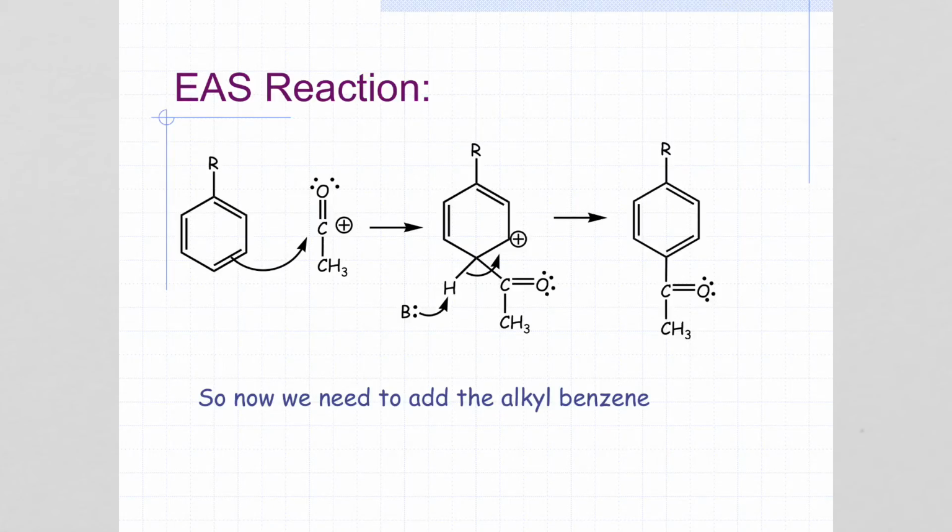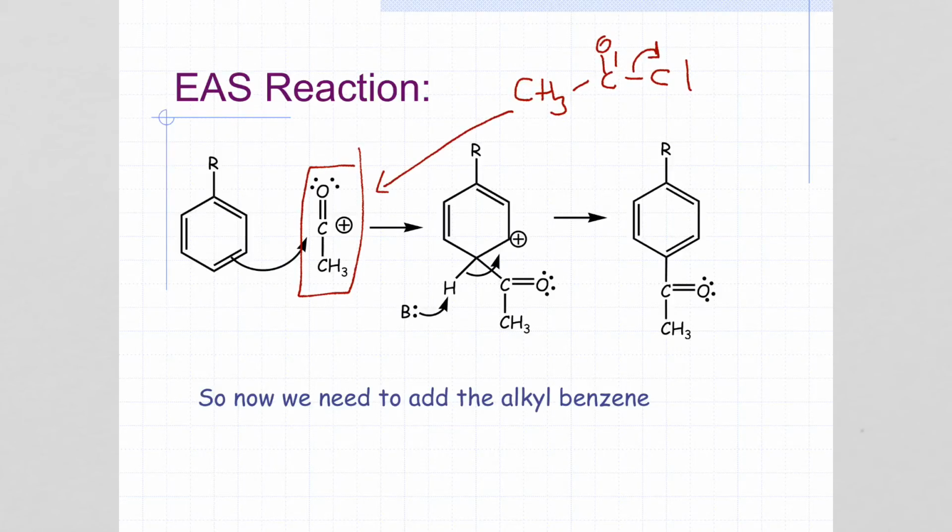Okay, so the first thing we're going to do, don't worry too much about the mechanism of this EAS reaction, but the first thing we need to do is make this acylating agent. That's when we have the acetyl chloride, and it reacts by the chloride ion leaving to make this positively charged molecule called an acylium ion. Like I said, we'll talk more about this mechanism, but we need to make that.